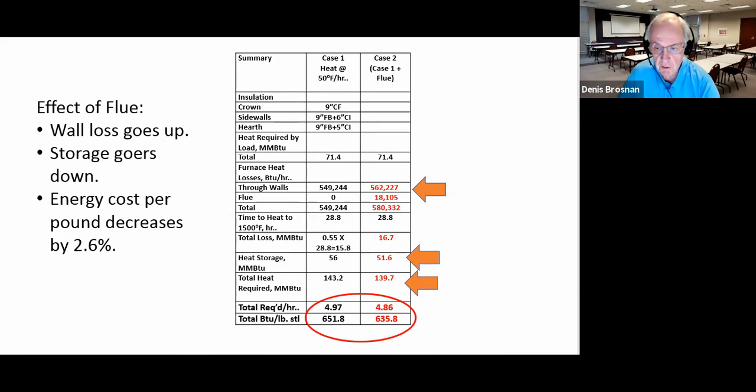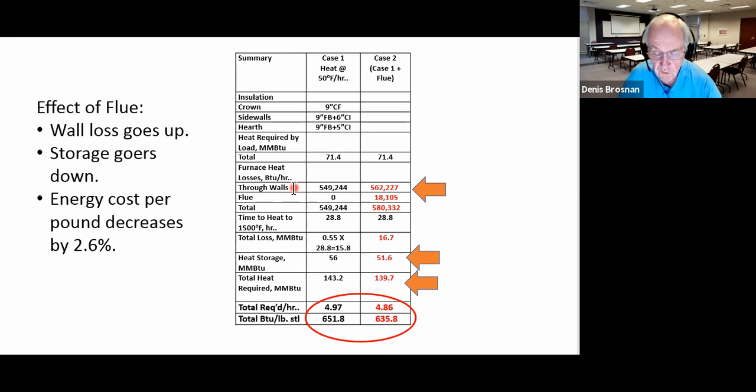The first observation had to do with the effect of the flue, because for convenience, we'd been designing furnaces without a flue, without a smokestack or chimney. But in the real world, of course, we can't do that. With gas-fired furnaces, we've got to have a flue. And so I just wanted to see how that affected things. And so you can see here at the wall losses, when I added a flue, the wall losses went up.